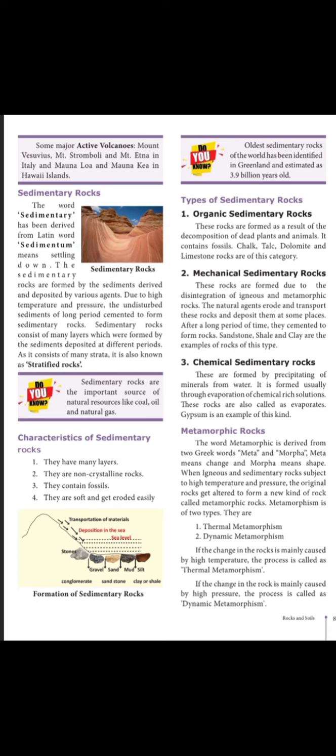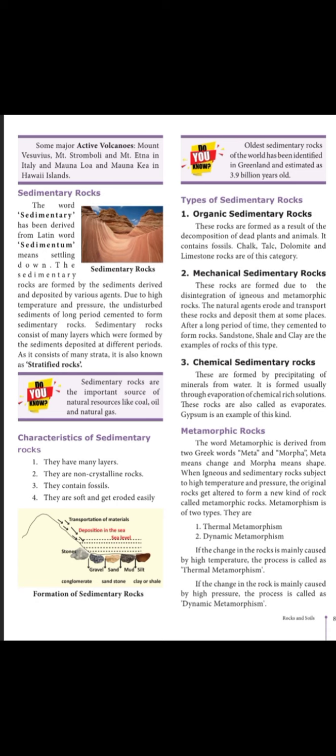When igneous and sedimentary rocks are subjected to high temperature and pressure, the original rocks get altered to form a new kind of rock called metamorphic rock. It is of two types: thermal metamorphism and dynamic metamorphism. Thermal means this is caused by high temperature. If the change in the rock is mainly caused by high pressure, it is called dynamic metamorphism.